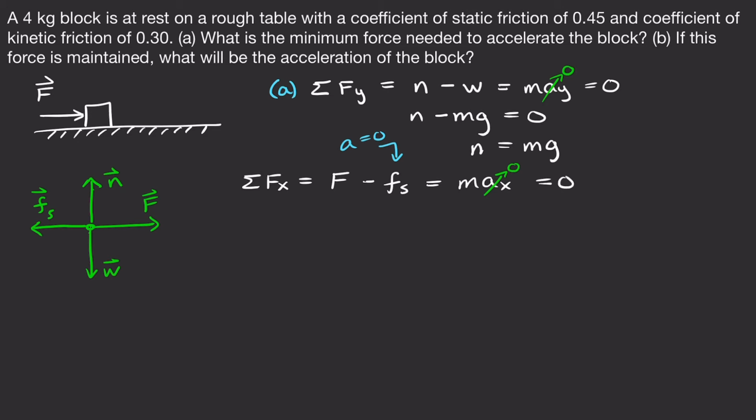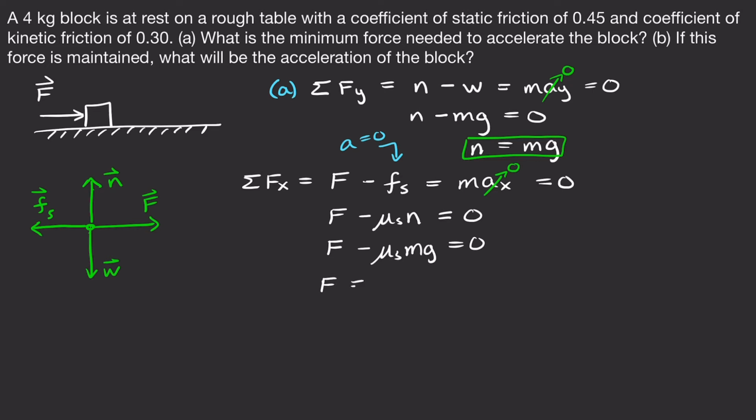Okay. So now I'm going to plug in my formula for static friction, our coefficient of static friction times the normal force, set that equal to 0. And now I can use what I learned about the normal force and summing up the forces in the y direction, and I get F minus mu s times mg is equal to 0.